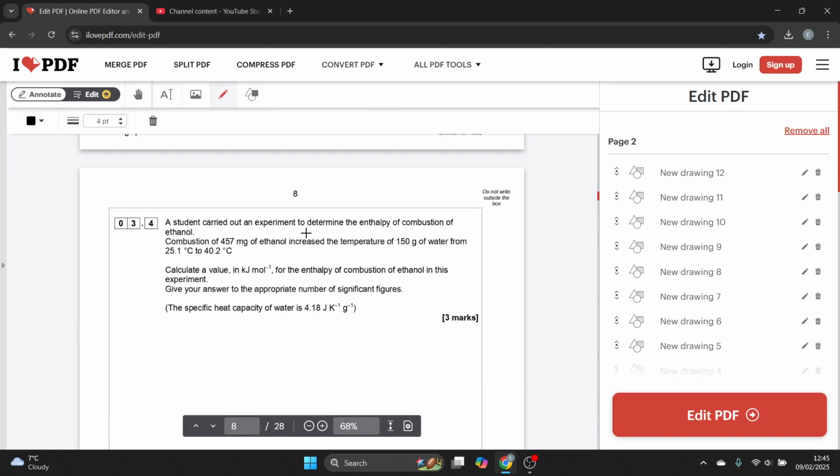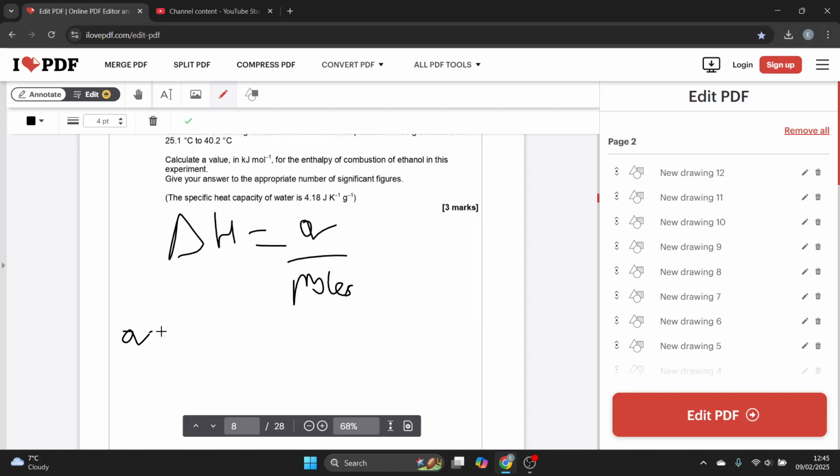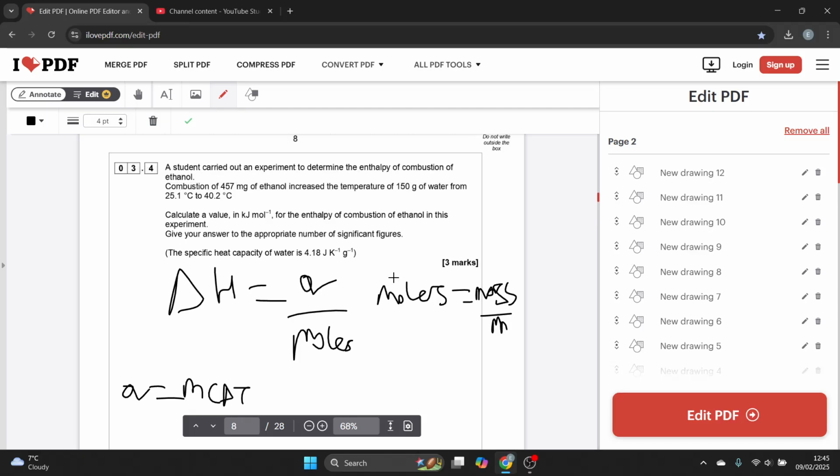Then it says question 3.4, a student carried out an experiment to determine the enthalpy of combustion of ethanol. So I want to find enthalpy of combustion. And I also need to use Q equals mc delta T. And I also need to use moles equals mass over Mr. So that's the first thing. Imagine you look at this question, you can't recall any of these equations. I don't know how you're going to attack the question.